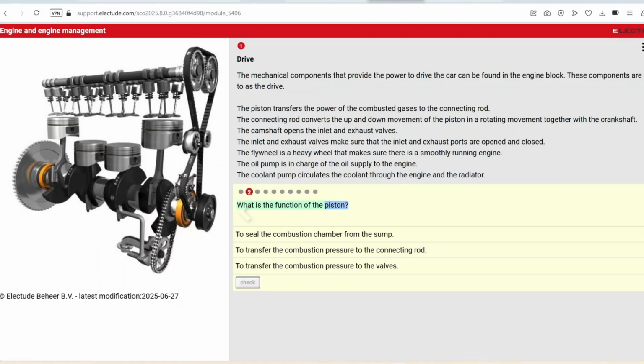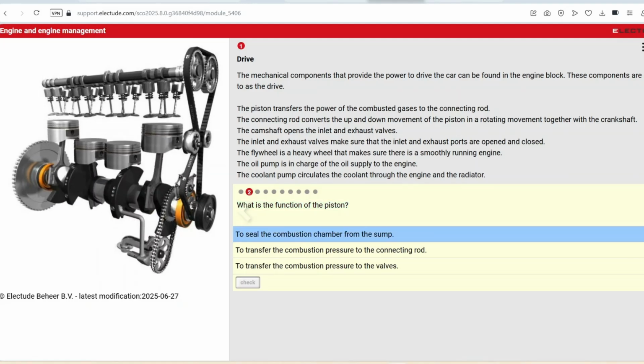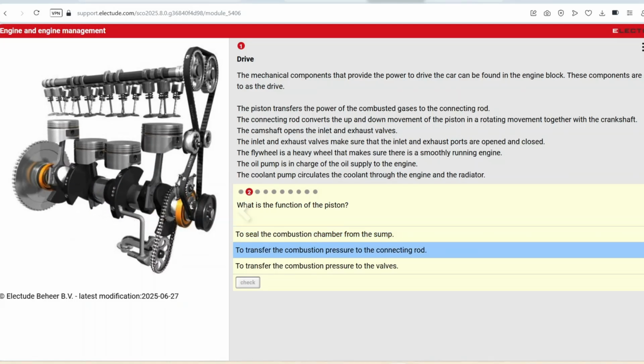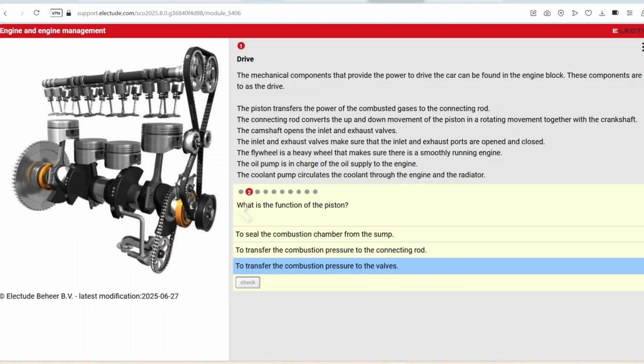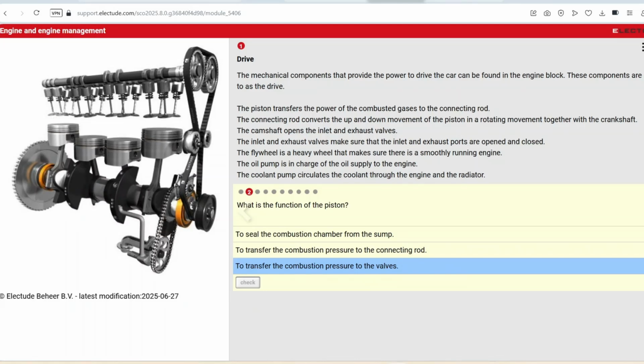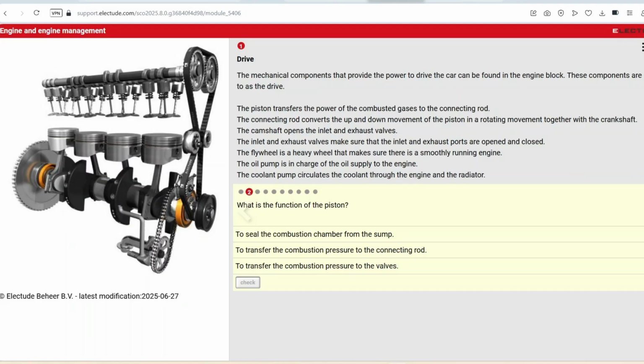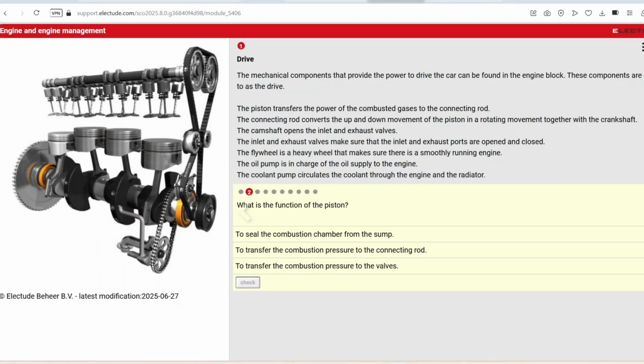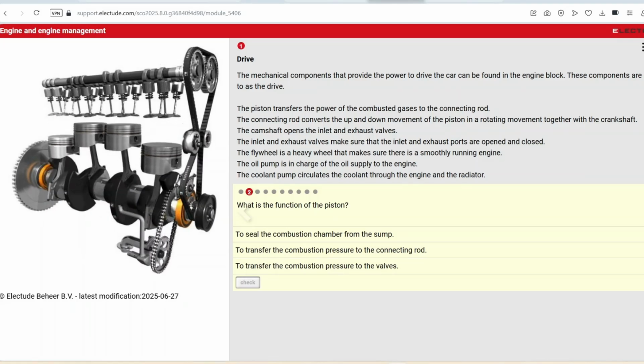What is the function of the piston? To seal the combustion chamber from the sump. To transfer the combustion pressure to the connecting rod. To transfer the combustion pressure to the valves. Okay, now this is a scenario where I have a choice of 6 answers from 3 questions. So each question has 2 possible answers. I have to choose true or false.